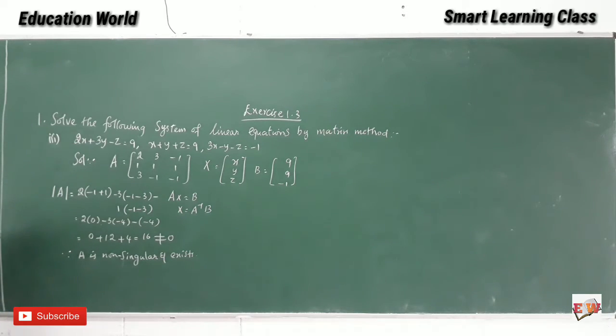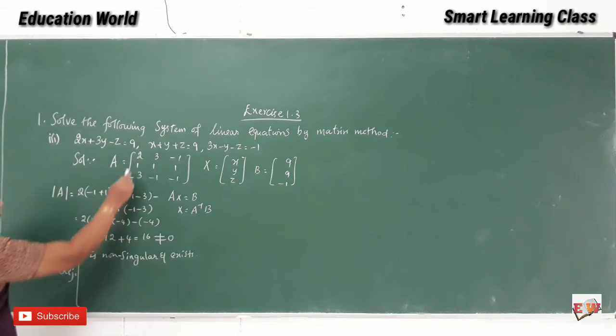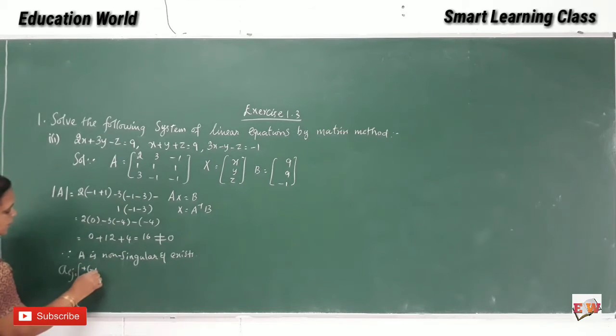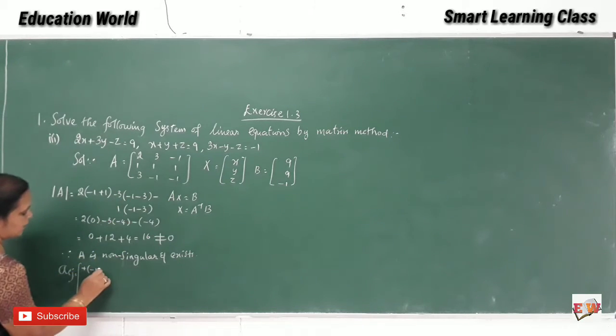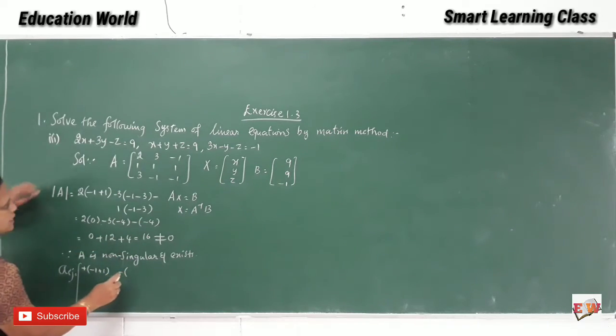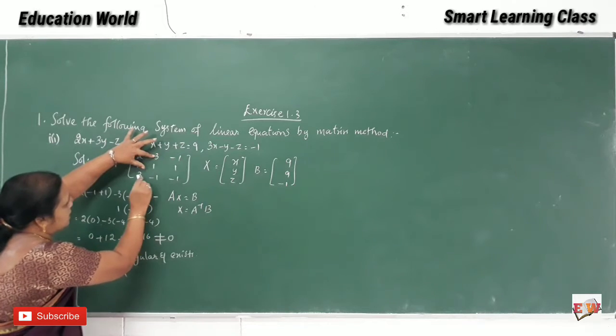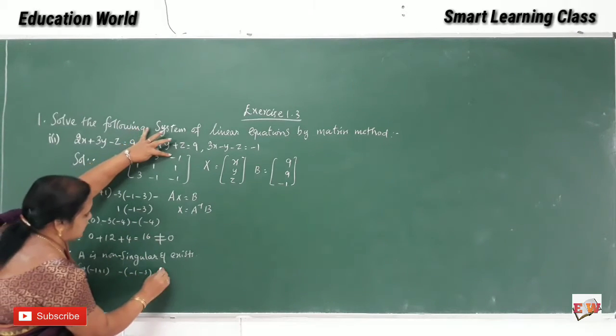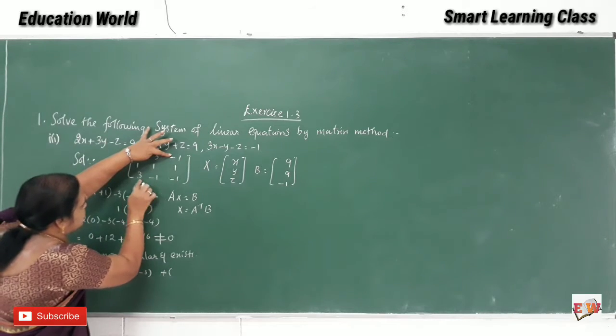So we have to find A inverse, which means we need the determinant value of A and adj A. Before that I am going to find Aij. See, for this, 1 into minus 1 minus 1, this one is plus 1. For this element, minus 1 minus 3. For this, minus 1 minus 3.